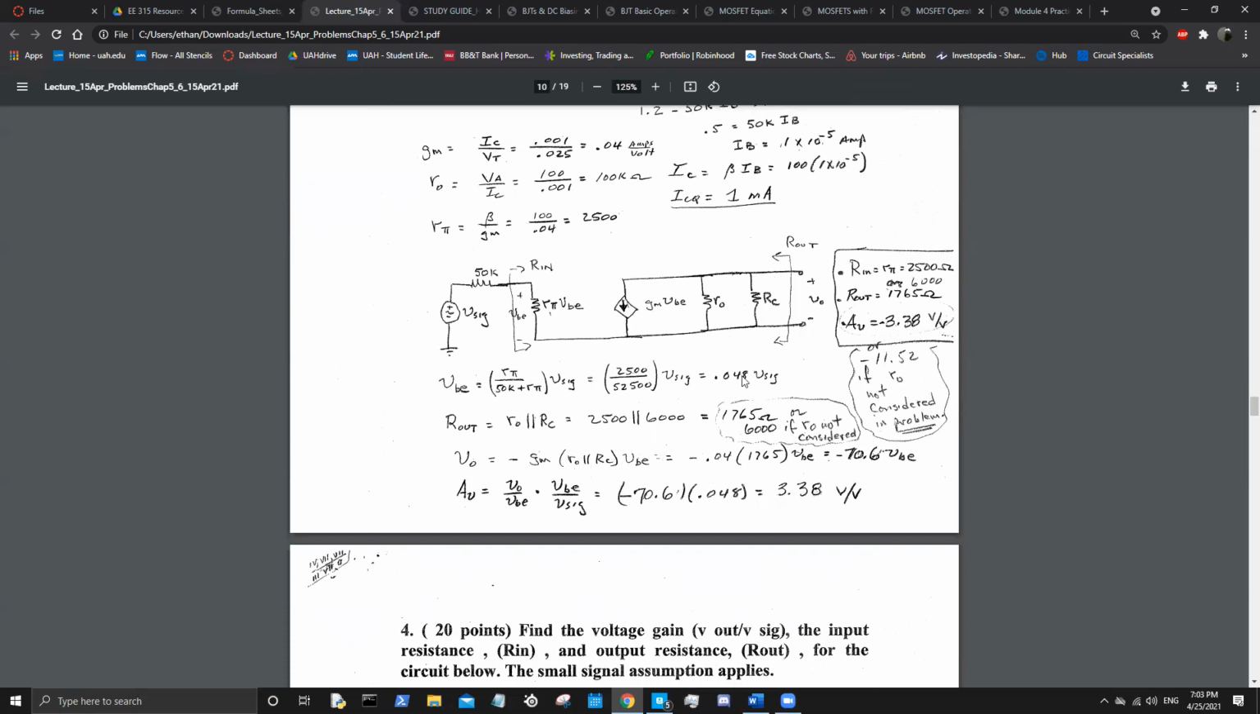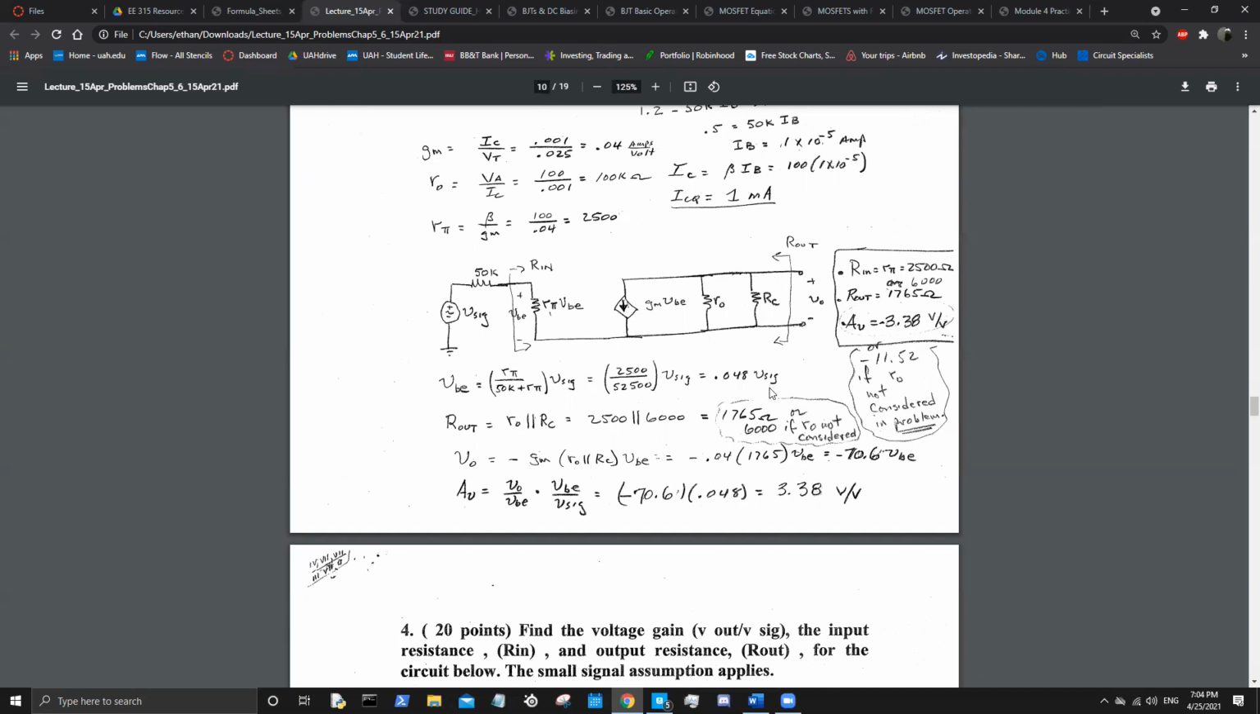No, it's not. We use that later. We do that whole thing where we eliminate one of the voltages and have V out over VSig, and it turns out this time it's going to be VBE. But in this case, R out is 1765. V out, which is what we need to get this next ratio, is negative GM times the parallel of R naught and RC once more, times VBE. So we've already solved for GM, which is 0.04, times this parallel, which we solved for previous, which is equivalent to R out, times VBE, which is equivalent to 0.048 VSig.